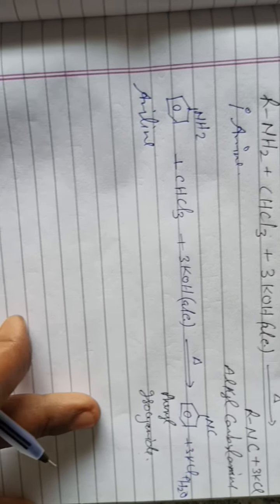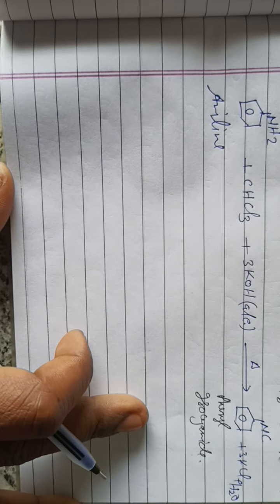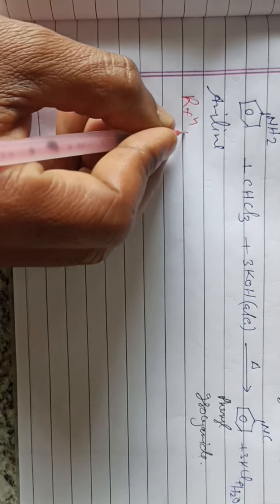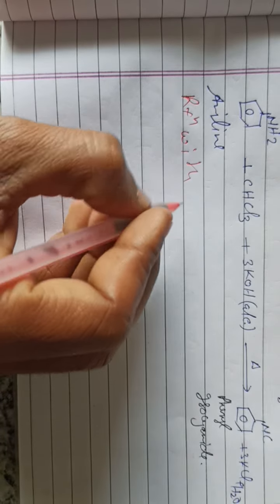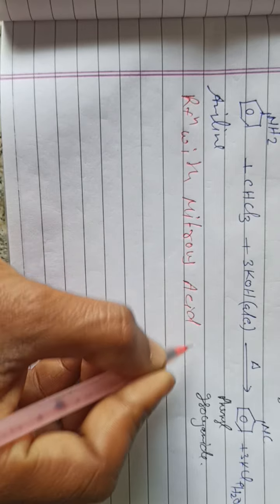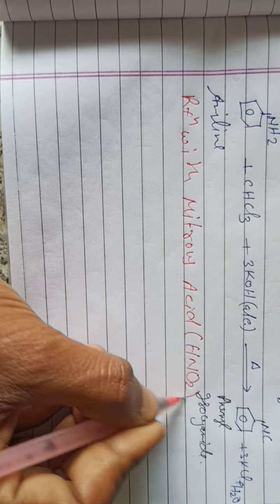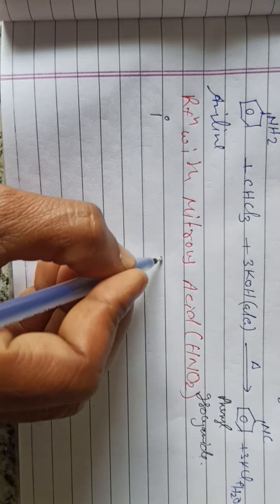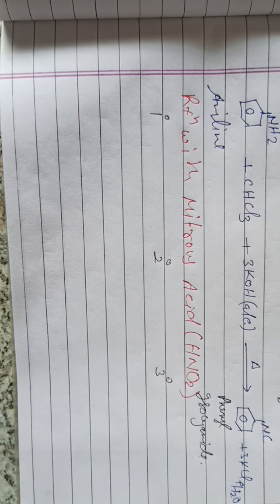And the next chemical property is the reaction with nitrous acid. The formula of nitrous acid is HNO2. This reaction is also used to distinguish 1 degree, 2 degree and 3 degree amines.